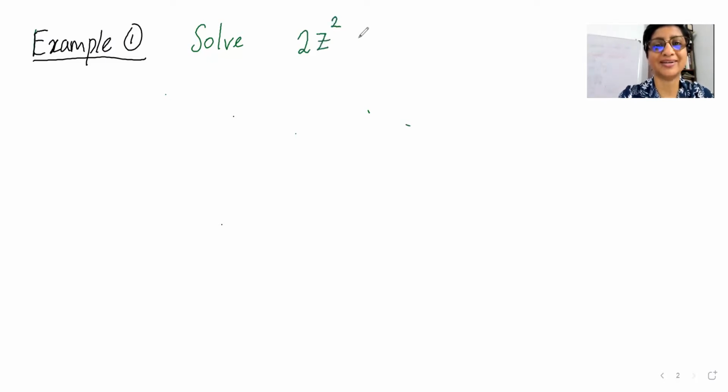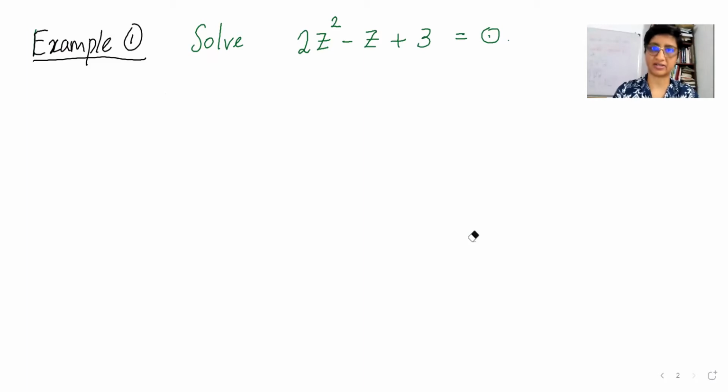2z squared. It looks weird, okay? This is just like 2x squared, but we write 2z squared because z represents any complex number. z is the standard notation to represent a complex number. 2z squared minus z plus 3 equals 0. Now don't panic. This is just a quadratic equation, and we all know how to solve quadratic equations. There are several methods. If it factorizes, we can factorize. If it doesn't factorize, you use the quadratic formula. That's it. So let's see here.